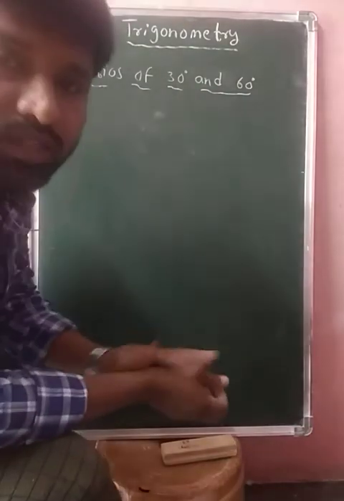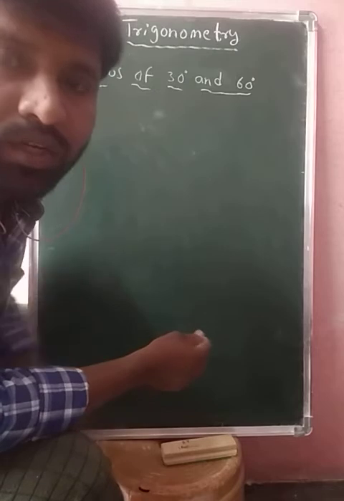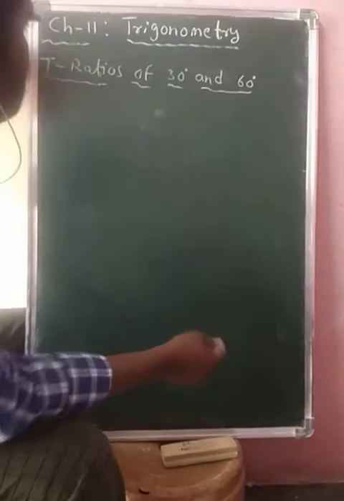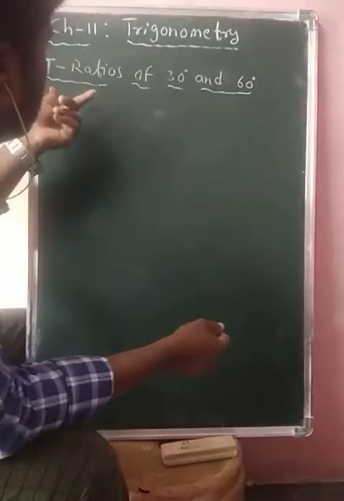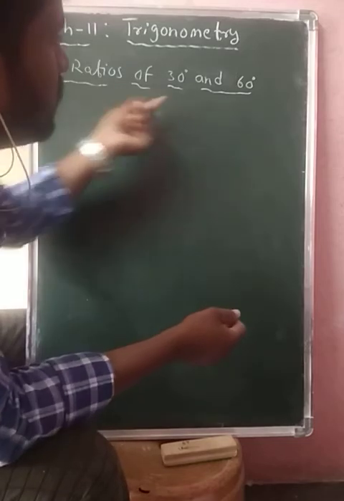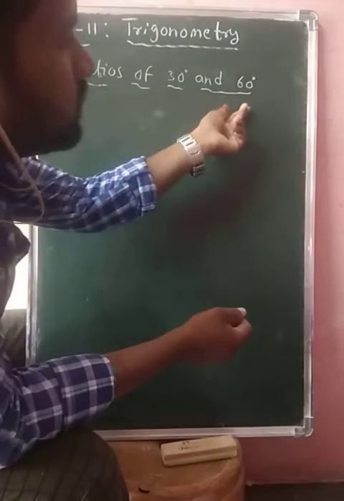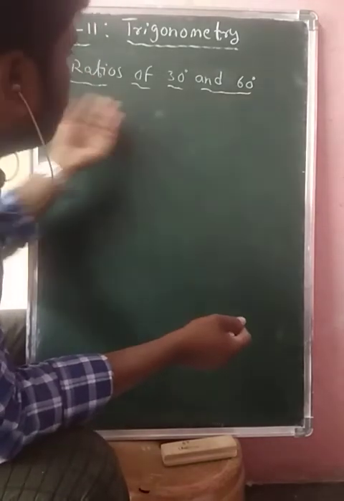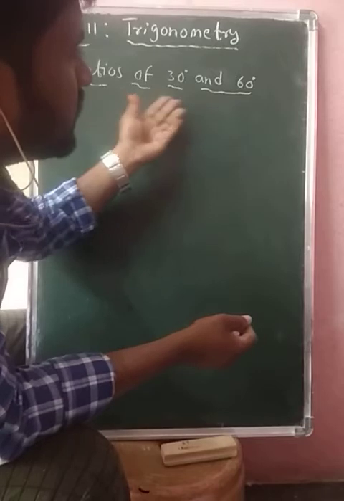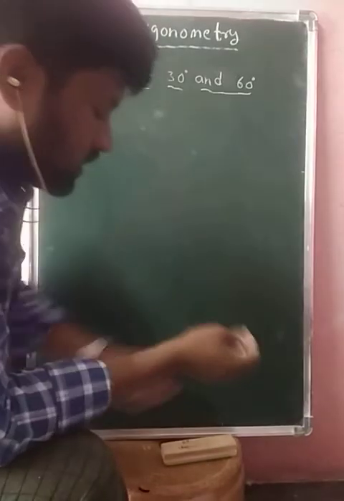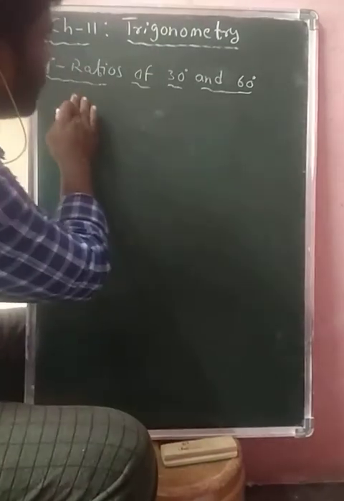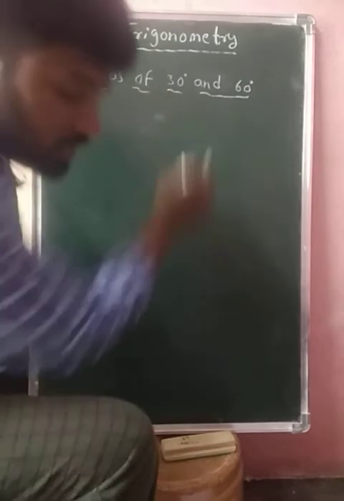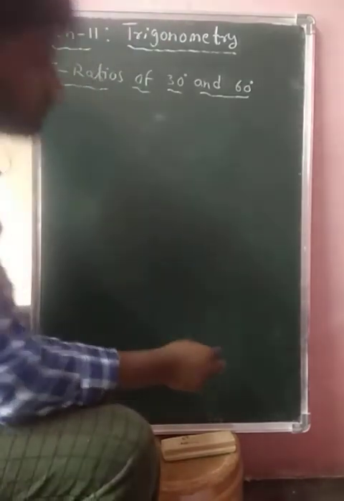Good afternoon, students. Today we are going to discuss chapter 11 trigonometry. In that, the topic name is T ratios of 30 degrees and 60 degrees. Finding T ratios of 30 degrees and 60 degrees. Now see, how to find trigonometric ratios of 30 degrees and 60 degrees.